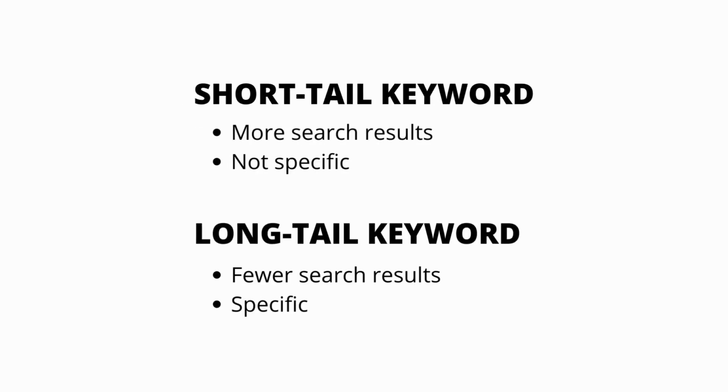A short tail keyword gives more search results, but a long tail keyword will be more specific with fewer search results. For narrowing down your niche research and getting sales, you should focus more on these long tail keywords. For product listings, there are also other types of keywords that you need to consider, and I will talk about those later in this video.